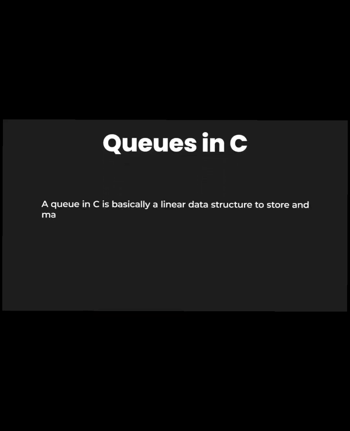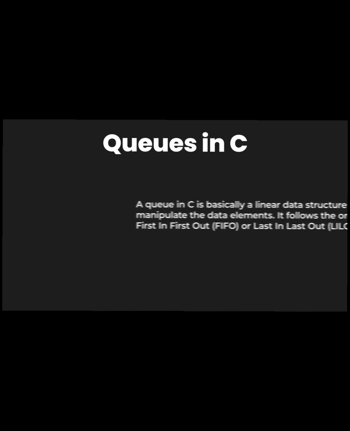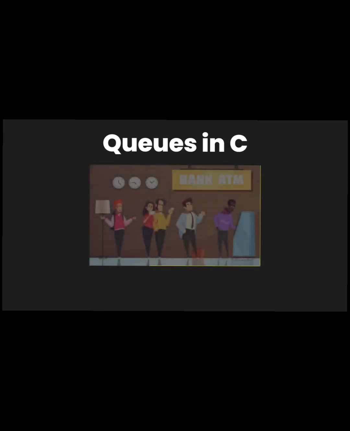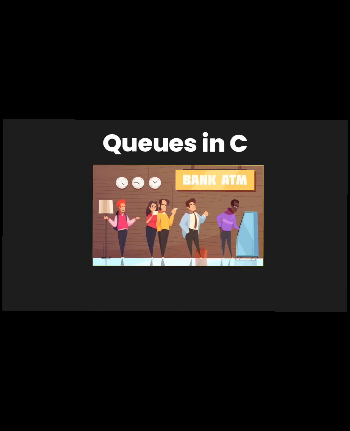Today we are going to talk about queues in the C programming language. So what is a queue? A queue is a linear data structure to store and manipulate data elements. It follows the order of first in, first out, or we can say last in, last out. For example, in a queue for an ATM, the person who gets first in the line will be the first one to use the ATM. So how is the queue implemented in C?